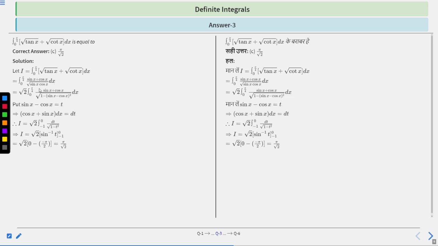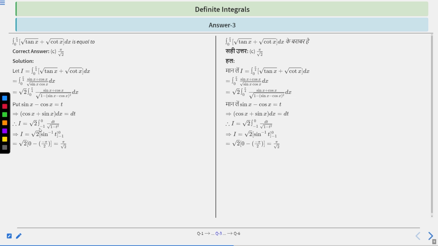Clear? Now you can convert this into the form root 2 into the integral from 0 to pi by 4 of (sin x plus cos x) upon root of 2 sin x cos x. What we have done is basically multiplied and divided by root 2, so root 2 is multiplied outside and the divided root 2 goes inside. Root of 2 sin x cos x can be written as root of 1 minus (sin x minus cos x) whole square, right? Now let's put sin x minus cos x equal to t. Therefore, (cos x plus sin x) dx will be equal to dt, right?